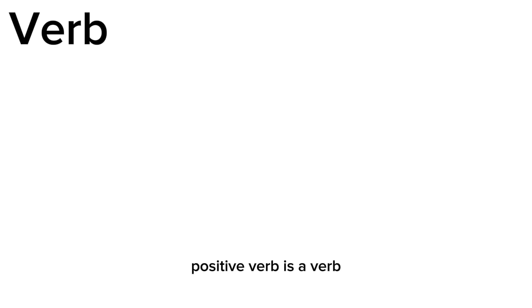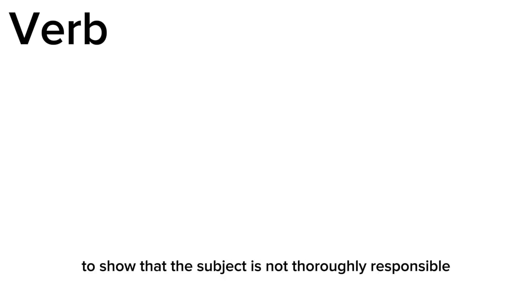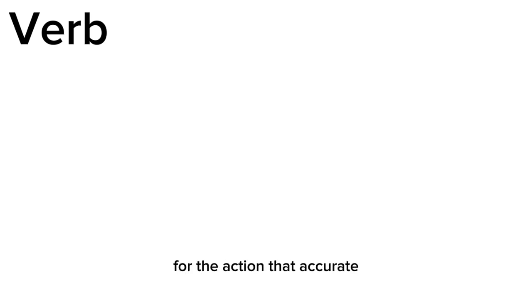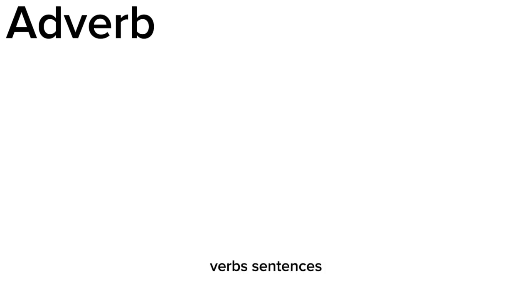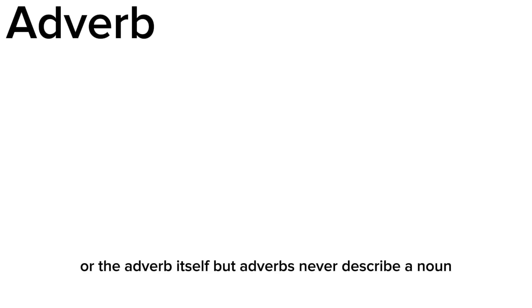A causative verb is a verb that is used to show that the subject is not directly responsible for the action that occurred. For example, get, have, lead, make. An adverb is a word to explain or provide additional information about adjectives, verbs, sentences, or the adverb itself. But adverbs never describe a noun.